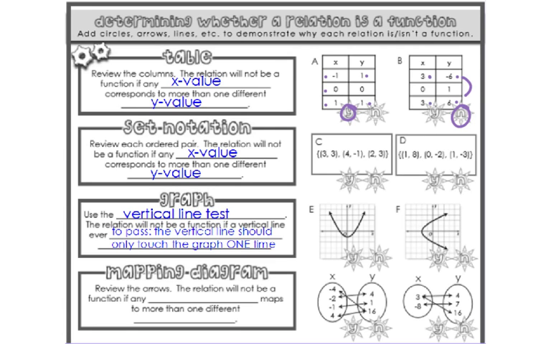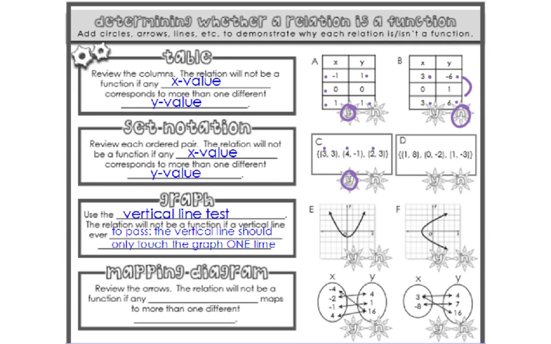All right, so now for ordered pairs, or for set notation. So you review each ordered pair. The relation will not be a function if any x value corresponds to more than one different y value. So if we look at our first set here, always check your x's. So we've got a 3, a 4, and a 2. So I have all different x's. So yes, this is a function.